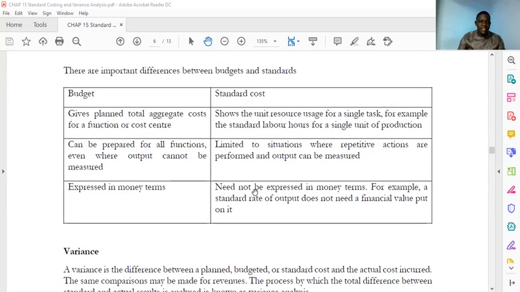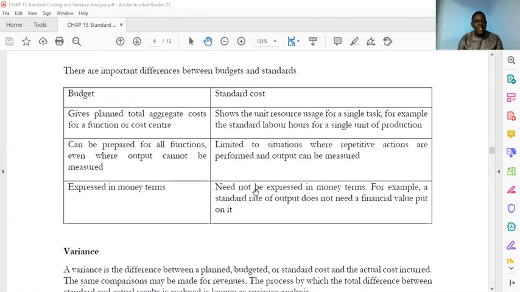So, some differences between a budget and a standard. Good. A budget gives a planned total aggregate cost for a function or a cost center. A standard cost shows the unit resource usage for a single task. For example, the standard labor hours for a single unit of production.